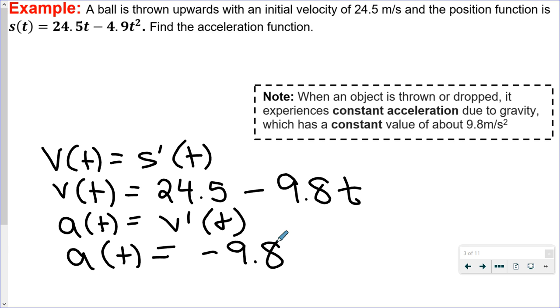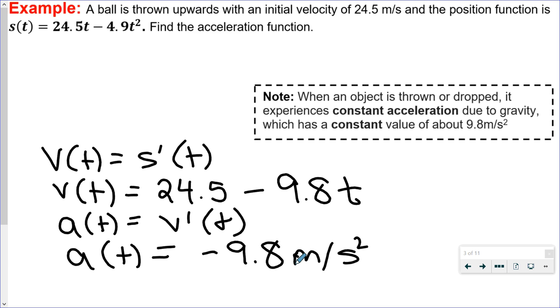Now that number might be familiar to many of you as the force of gravity. When an object is thrown or dropped, it experiences a constant acceleration due to gravity. And that is about negative 9.8 meters per second squared. Negative because I'm coming back down, so gravity is pulling that object back down.